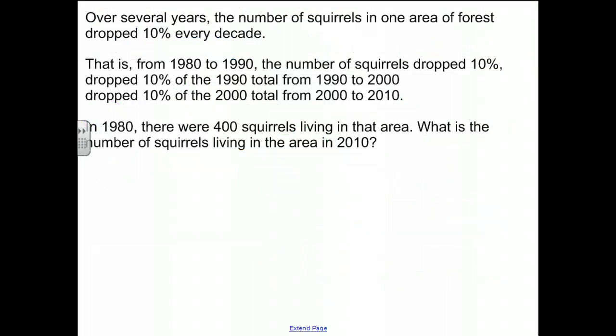Over several years, the number of squirrels in one area of forest drops 10% every decade. That means from the beginning of the decade to the end, it dropped 10%. So whatever it is in 1980, it drops 10% to 1990. It drops 10% of the new total from 1990 into 2000, and 10% of the 2000 total from 2000 to 2010. The question is, seeing if you can solve several of these in a row. In 1980, there were 400 squirrels living in the area. What's the number of squirrels living in 2010?